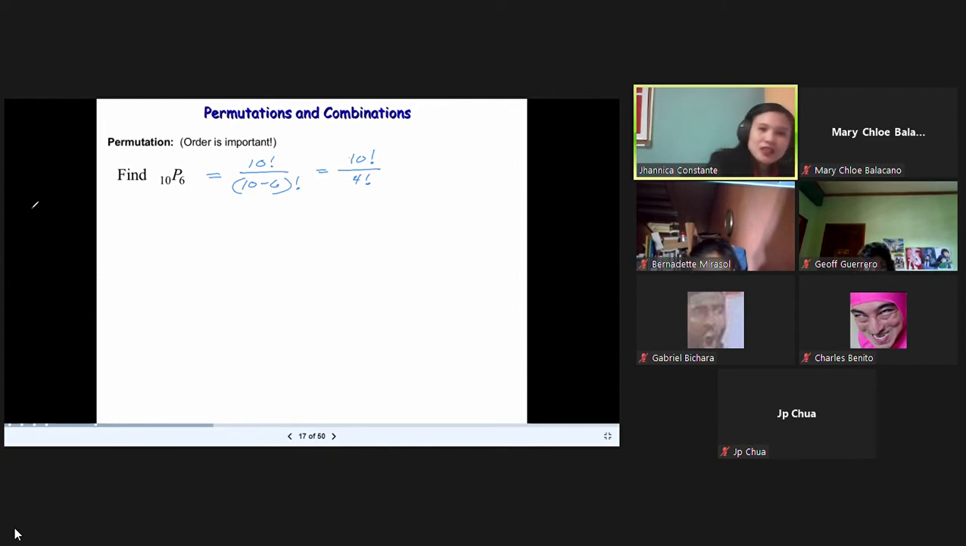In the scientific calculator, just input 10, shift P, 6, is equal to 151,200.